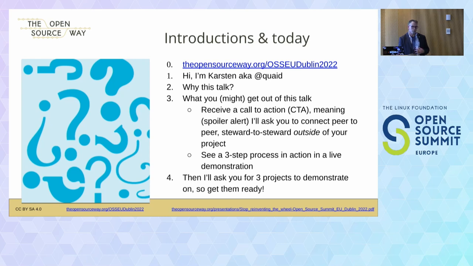So just briefly, my name is Karsten Wade. I'm also known as Quade in any short online media. That's my persona, my nom de internet. And I've been involved in the open source way, writing the guidebook and talking about it for 13, a baker's dozen years, I think now. And I'm a principal community architect at Red Hat in our open source program office.